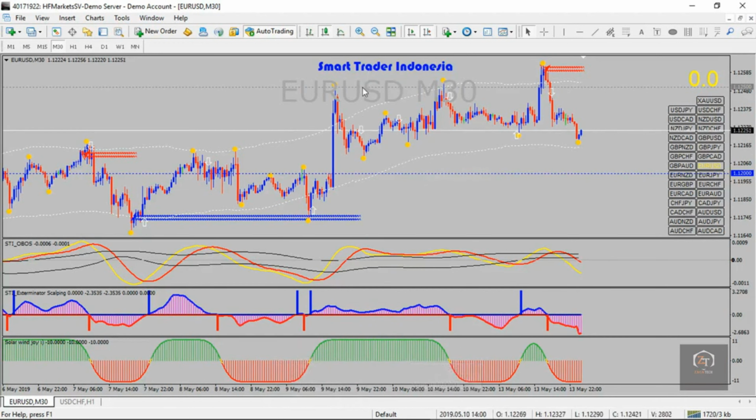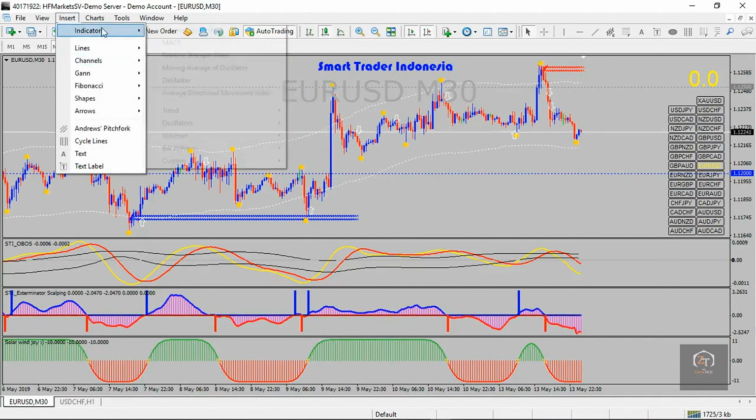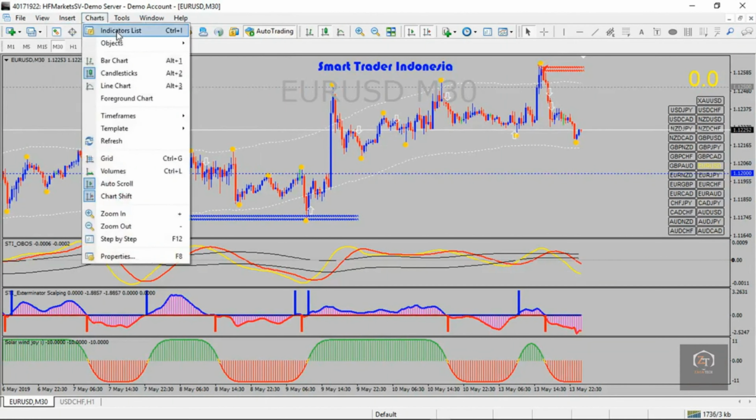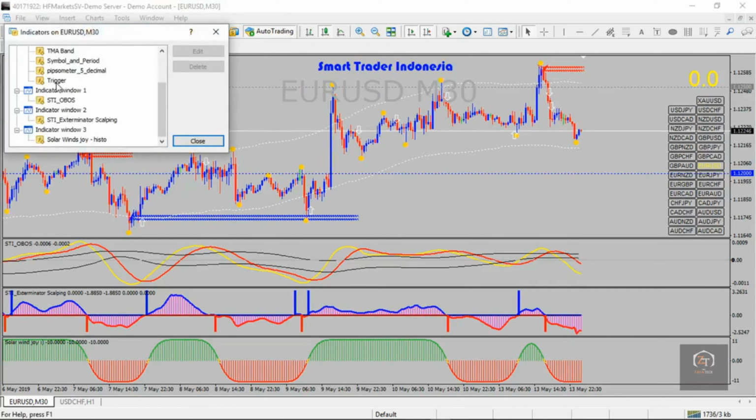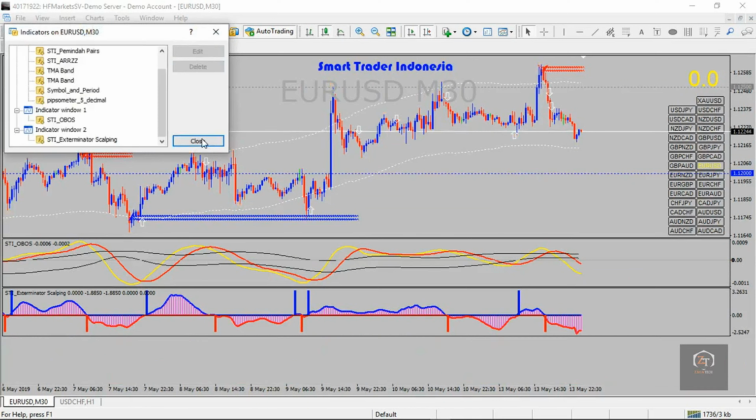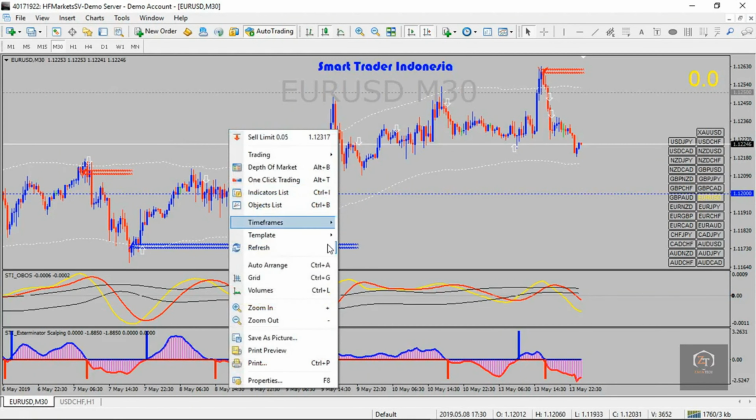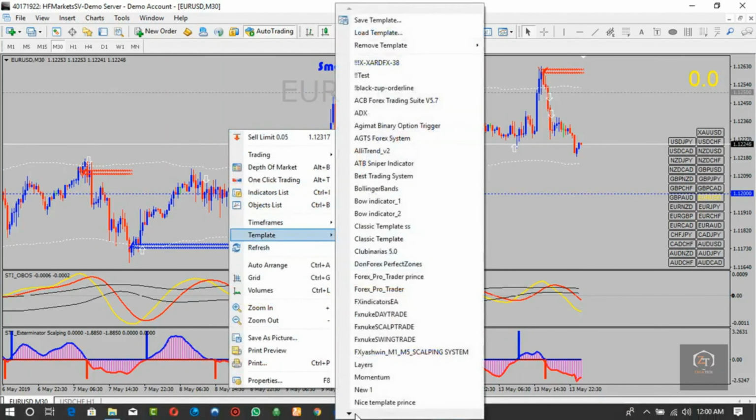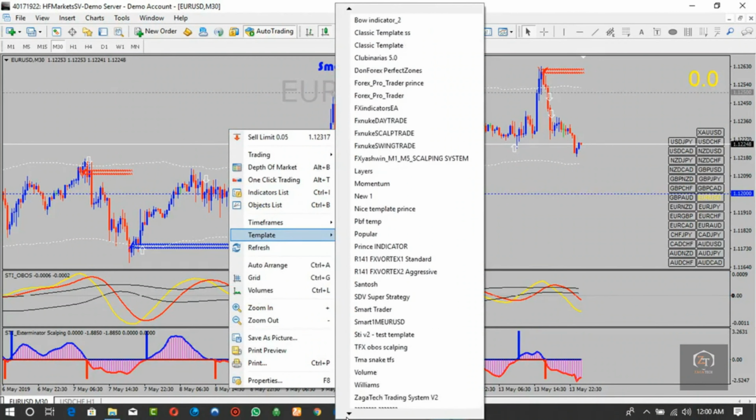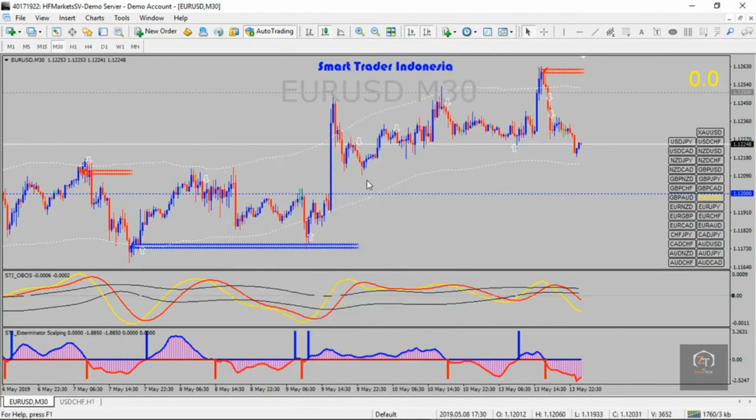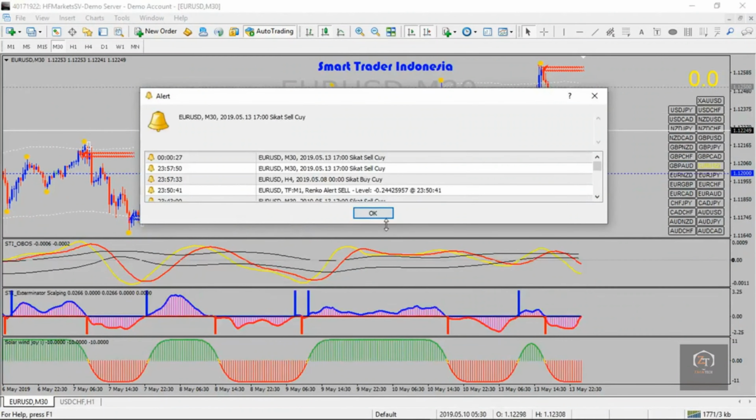Now coming up to this place, basically the normal indicator of this STI, the Smart Trader Indonesia, this is exactly how the normal indicator is. So I added these things to the one I gave you out there. I added this trigger and I added this solar wind to the one I gave out free in the Telegram channel.